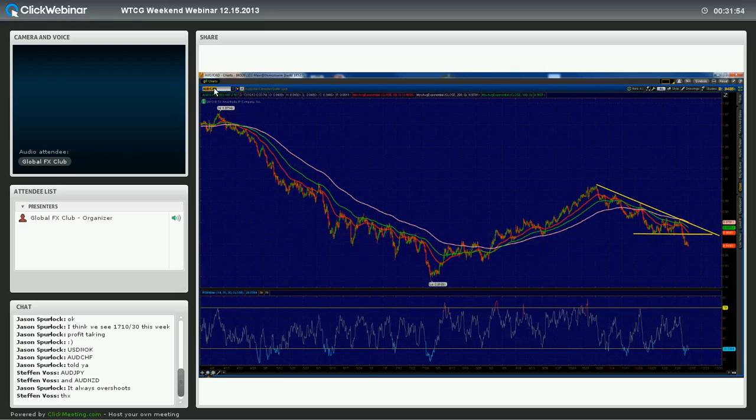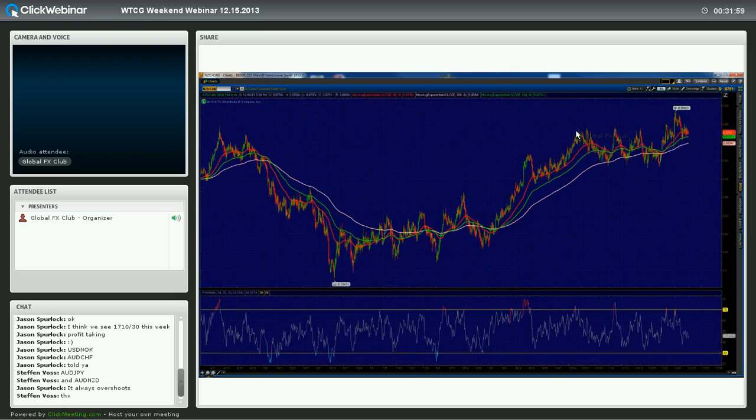Kiwi CAD, I think, has been crap. Kiwi CAD has officially been crap since, realistically, right here, early September. So I don't really see that changing anytime soon. It looks like it's still going to be range bound. I don't have a ton of interest in trying to do anything with Kiwi CAD. I love trading Aussie CAD, and I'm not keen on trading Kiwi CAD lately.